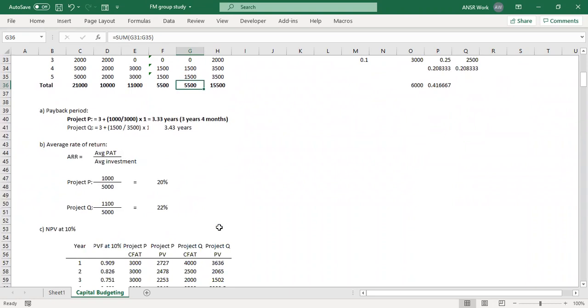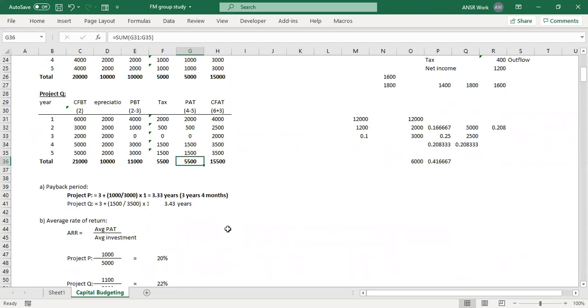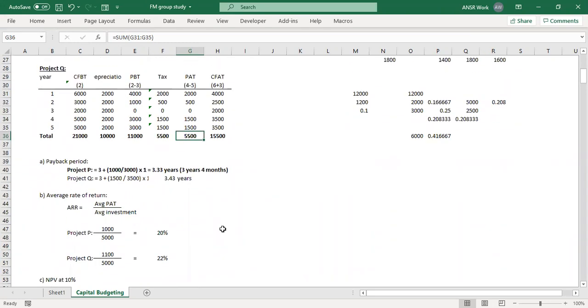Now that we are done with the average rate of return, what we calculated now for everybody is the average rate of return only. You simply divide your net income by the number of years and divide that by the average investment, and you get the average rate of return. So a higher average rate of return is better and a lower payback period is better. I was about to say exactly the same thing.